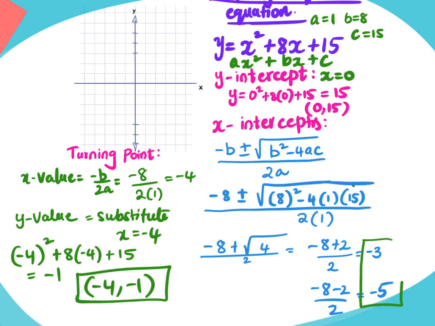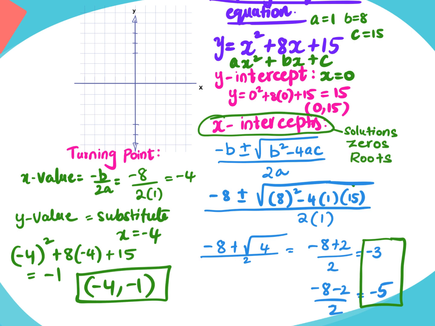These are your x-intercepts or solutions or zeros or roots. They all mean the same thing. Let me emphasize one more time: your x-intercepts are nothing but your solutions. The other names are called zeros because they make the whole y equation equal to 0. They're also called your roots. Now, once you have all these, your goal is to just plot them.